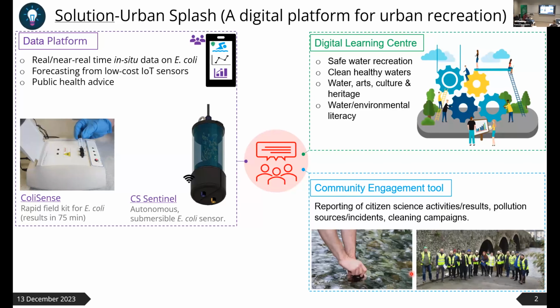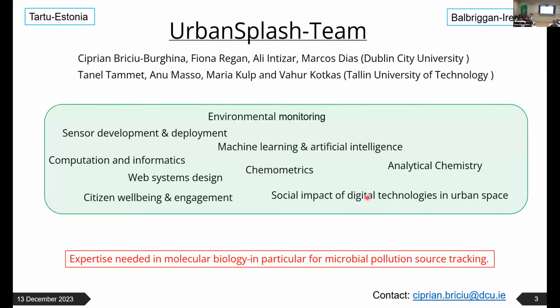So to conclude, this is us. We are UrbanSplash. To date, we believe two cities are interested in piloting the solution, Tartu in Estonia and Balbriggan in Ireland. And we have a multidisciplinary team put together. However, we are still lacking expertise in molecular biology, in particular microbial source tracking. So we are looking forward to get in touch with anybody that might be interested in covering that expertise.